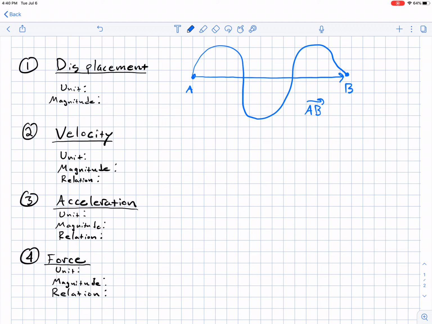The unit of displacement is the meter. Remember that vectors are always a magnitude and a direction. So in this case, the magnitude is a length, it's a distance from A to B, and the unit is the meter.